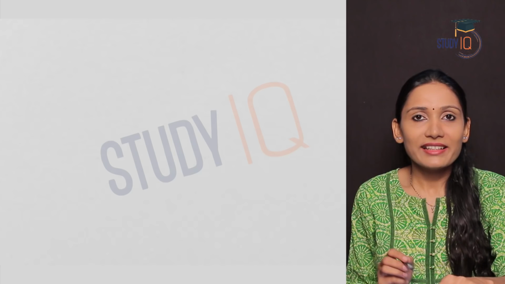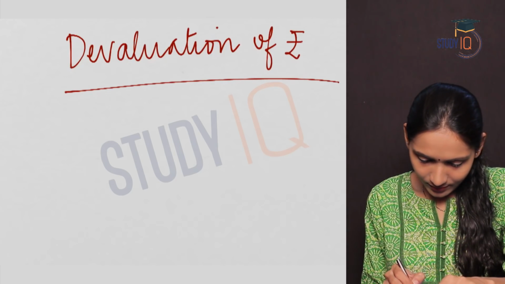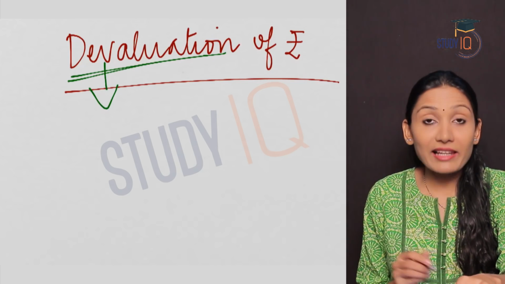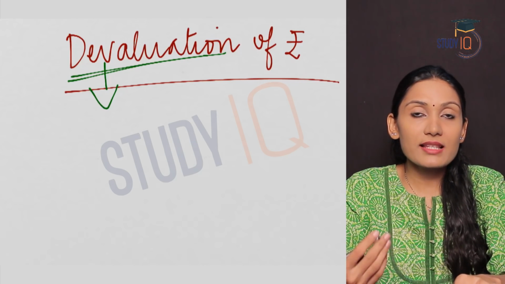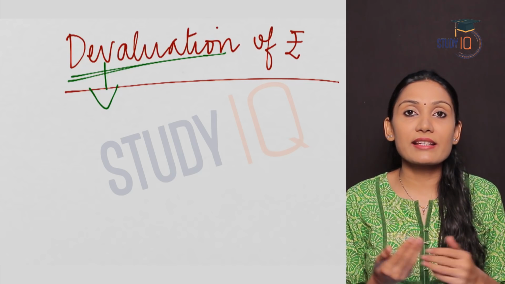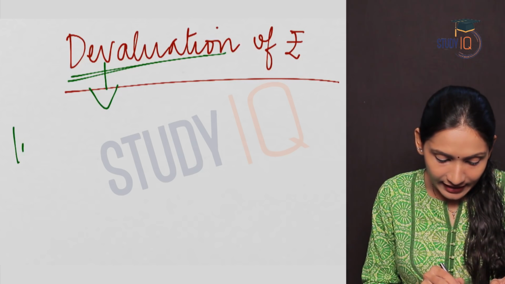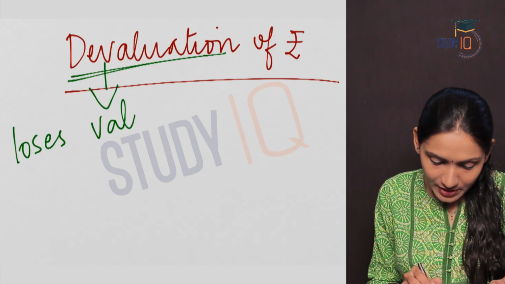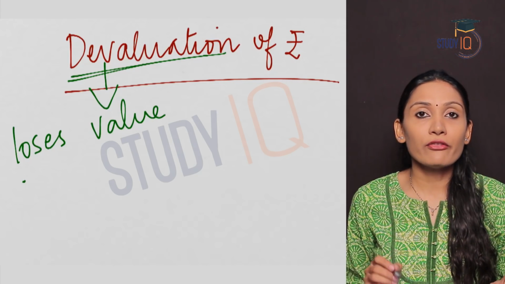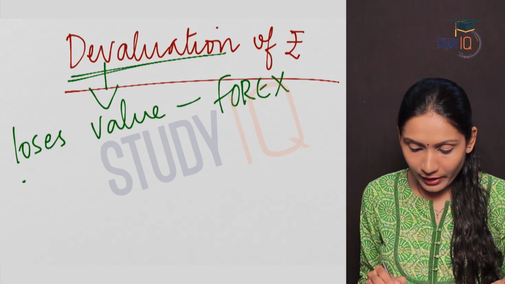So let us start. Devaluation of rupee. So what is meant by devaluation of rupee, or what is devaluation? Devaluation is a process by which the central bank of an economy reduces the value of a particular currency irrespective of other currencies. So under devaluation, a particular currency loses value, which means the value decreases in comparison to other currencies in the forex market.